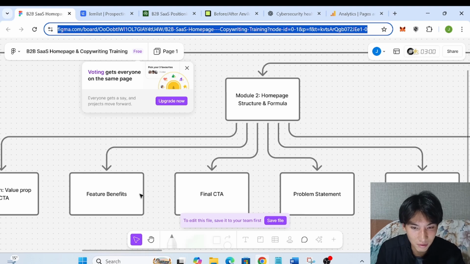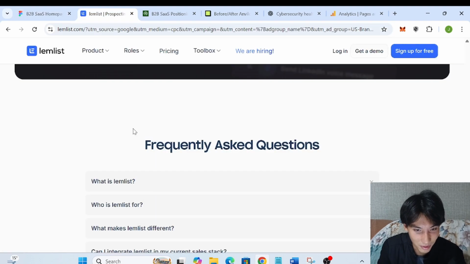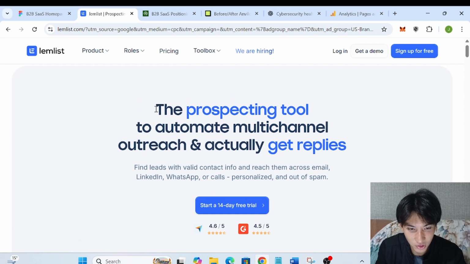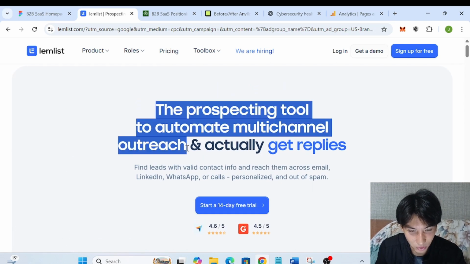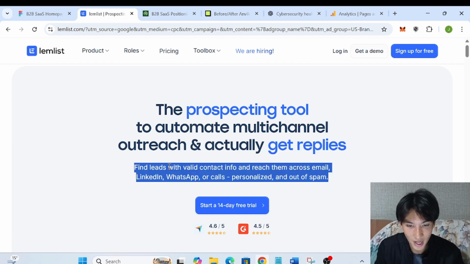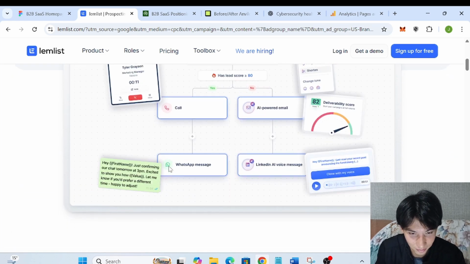Now I think that Lemlist does a really good job at this. So it starts with the hero section, which is essentially where it gives the value proposition, why it makes it somewhat unique. A very concise way of stating the outcome, and then more context on what the product does.